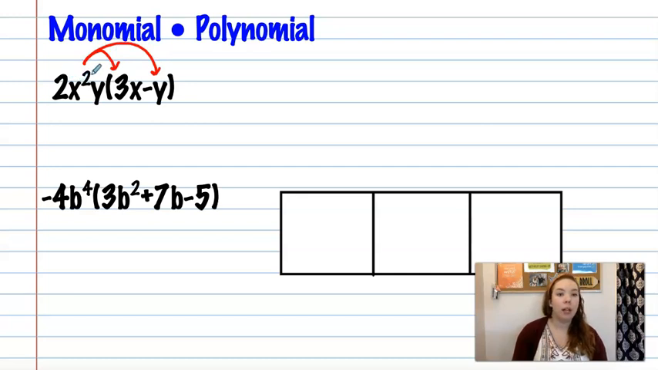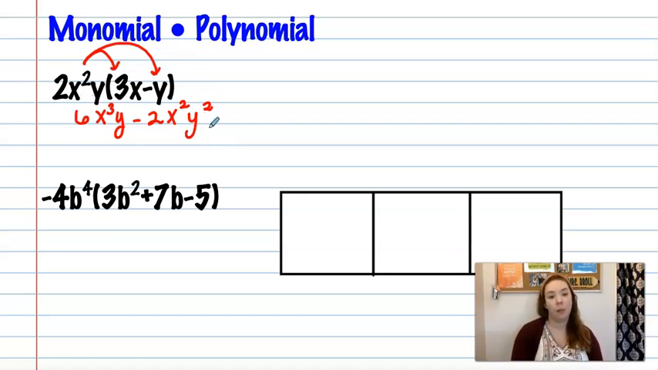So 2x squared y times 3x would be 2 times 3 is 6. I gain an x to have 3 now, and then I still just have the 1y. And then we will do it again for this negative y. So negative 1 times 2 is a negative 2. I only have the one set of x's, so I'm going to rewrite x squared. And then y times y is y squared. Okay, so this would be our answer for this problem.